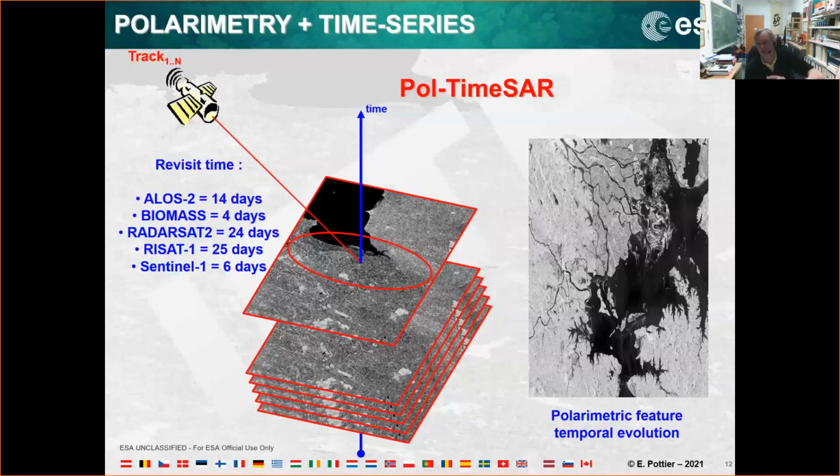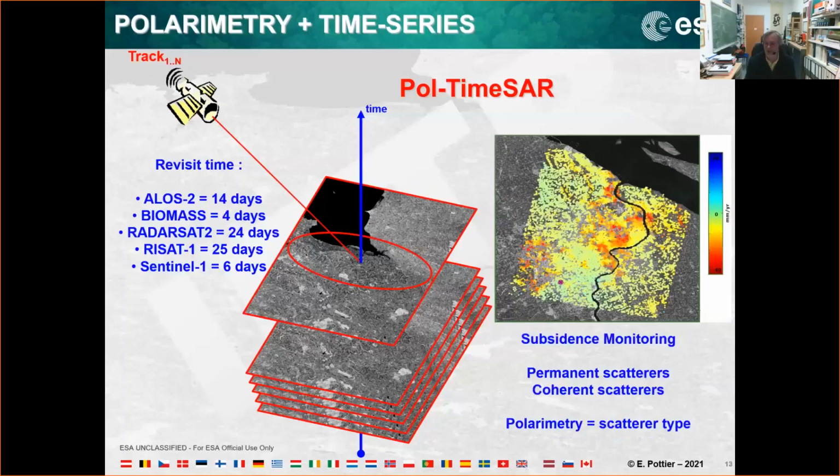So it's very important because now you can extend all we have done with polarimetry to make an analysis of temporal evolution. You have an illustration here concerning flood monitoring. You can see the extension of the water during time evolution. Or here, concerning subsidence monitoring with permanent scatterers or coherent scatterers. This is a new topic which is becoming more and more important, but we shall not present results on this new topic.